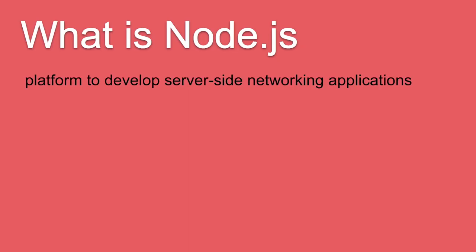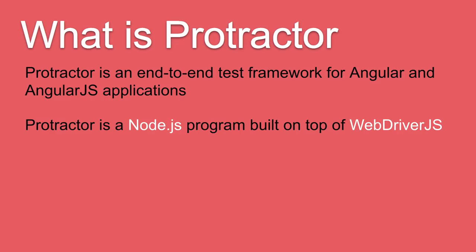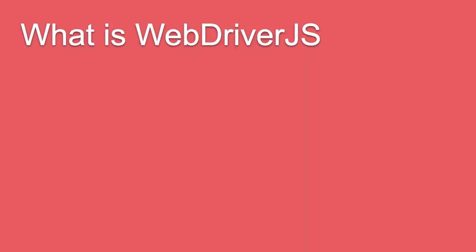Node.js is a platform to develop server-side or networking applications, and it is open source and cross platform. Here you can have Node.js applications which are written in JavaScript and can run on different platforms. So we can also understand Protractor is written in JavaScript because it is a Node.js application. So now we know Protractor is a Node.js program built over WebDriver JS. This Protractor is a wrapper over WebDriver JS.